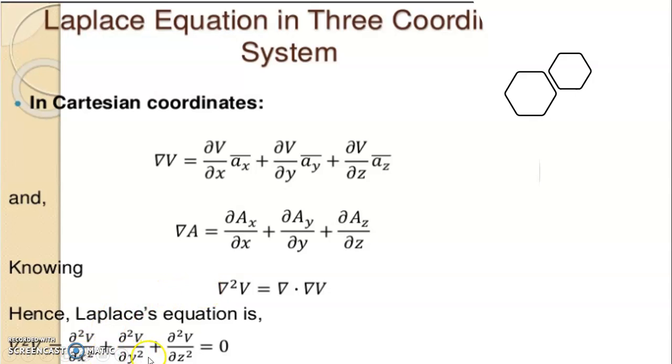Here x, y and z. So this is the formula of Poisson's equation or del square V in Cartesian coordinates. Remember this formula. Del square V in the Cartesian coordinate system will become del square V upon del x square plus del square V upon del y square plus del square V upon del z square is equal to 0.